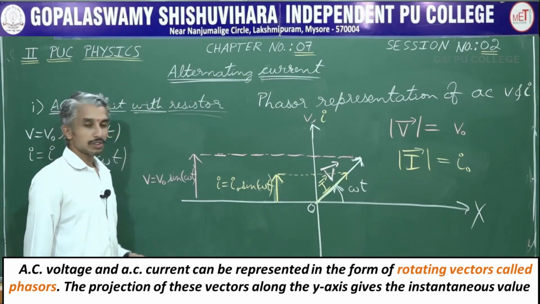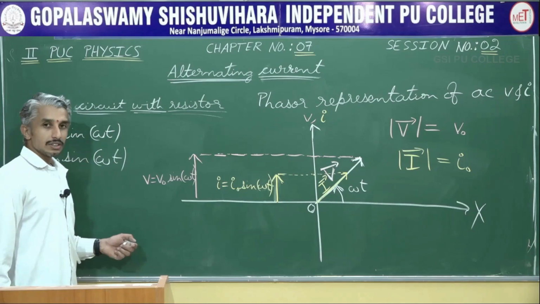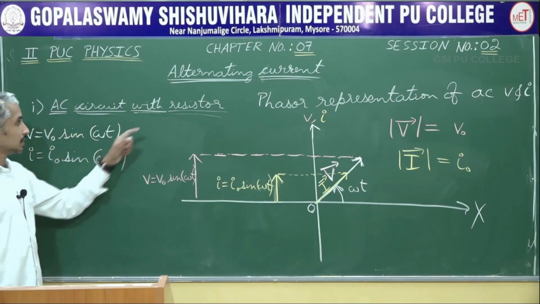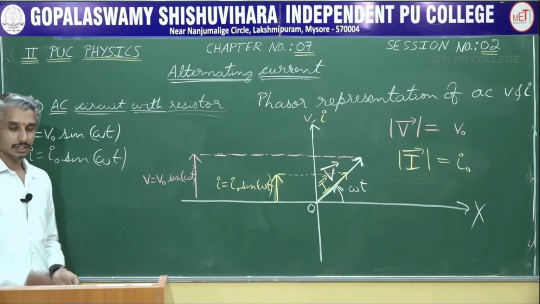So, these are phasor representation of AC voltage and AC current. Let me proceed further. Let us represent AC voltage and AC current in an AC circuit containing an inductor and an AC circuit containing a capacitor.